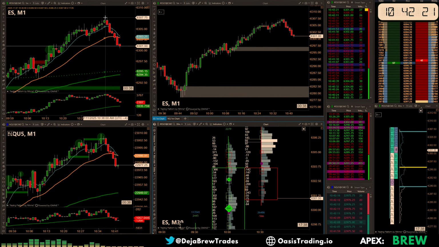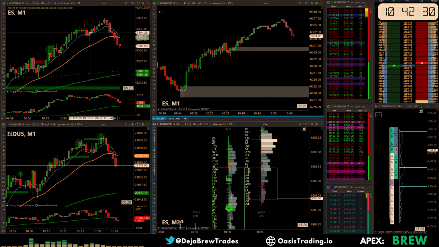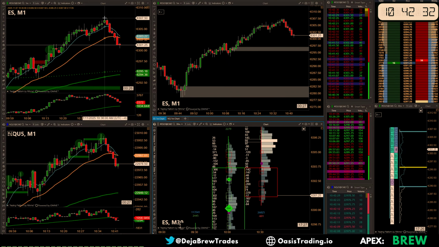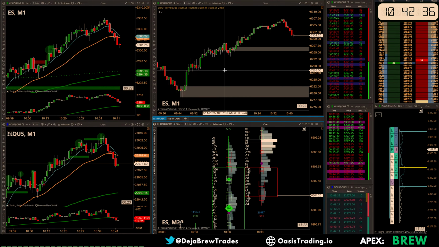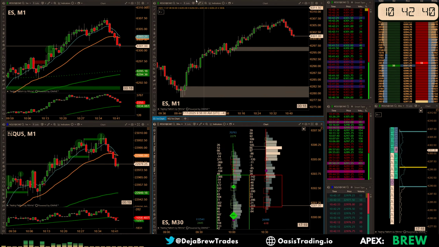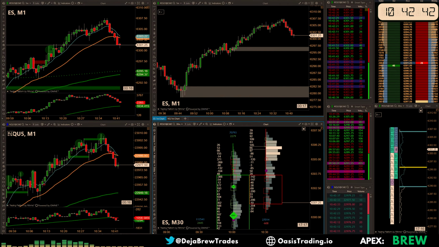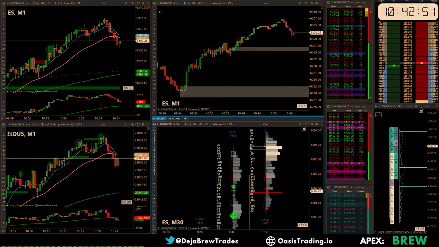So you're not just blindly taking the single print, which in this case you would have been down about 4 points if you blindly took it. So it's a good target, it's a good guide, but it's not an entry. You need some kind of entry to take that trade.